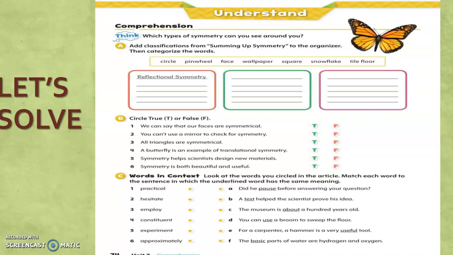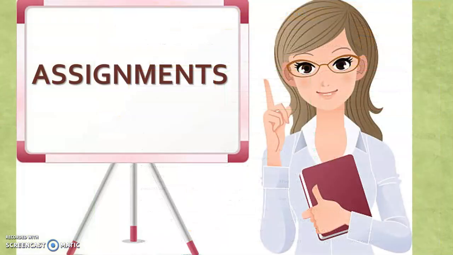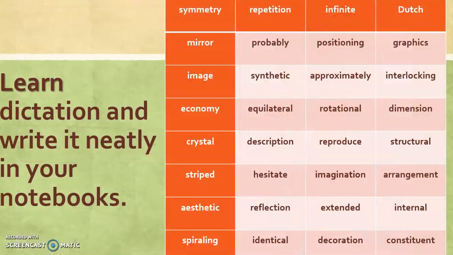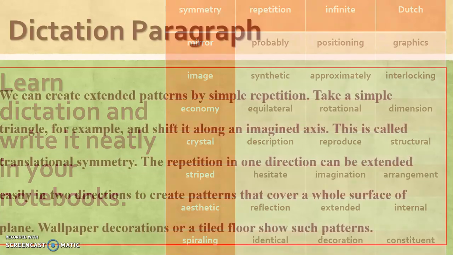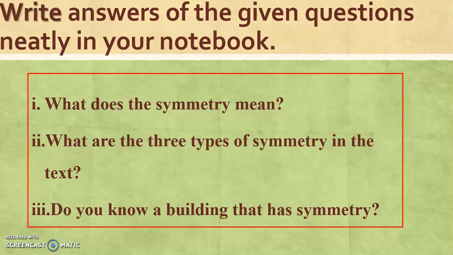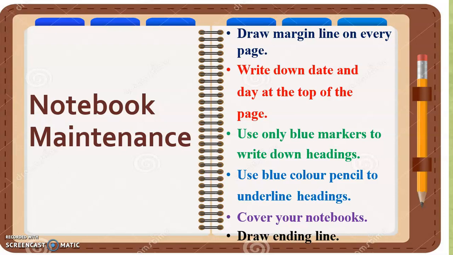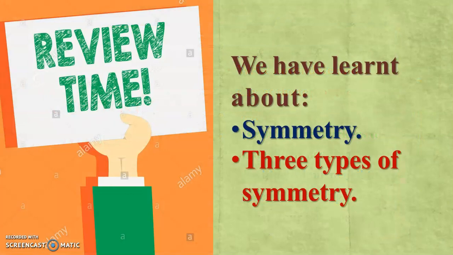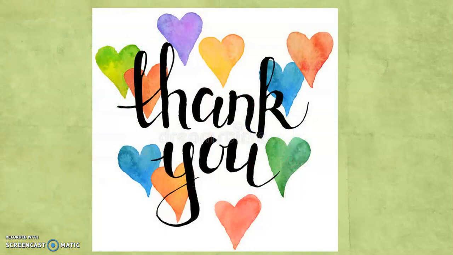I hope you learned and understood everything. These are your assignments. You have to learn the dictation words and write them neatly in your notebooks. Then you have your word synonyms and your question answers as well. You have to do all this work in your copies. And remember, draw the margin line, write date and day, use marker for headings, use blue color pencil for underlining, cover your notebooks and draw the ending lines. So what we have learned today? We have learned about symmetry and its 3 types. Thank you very much. Allah Hafiz.